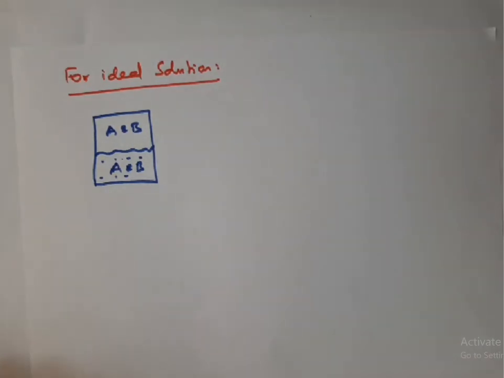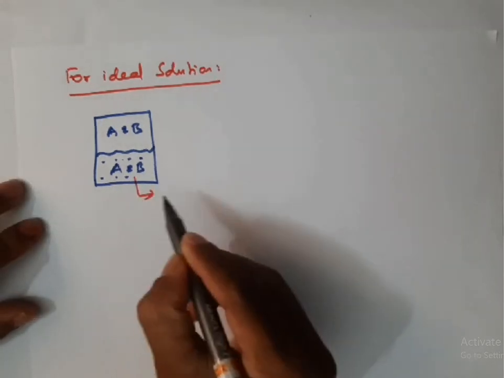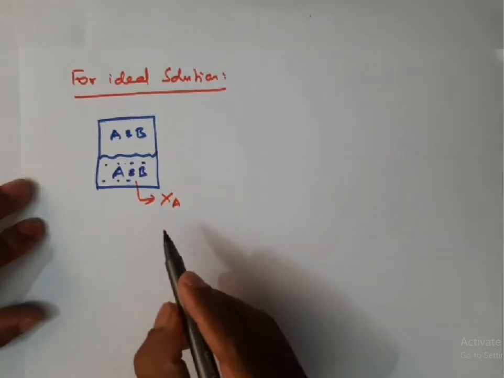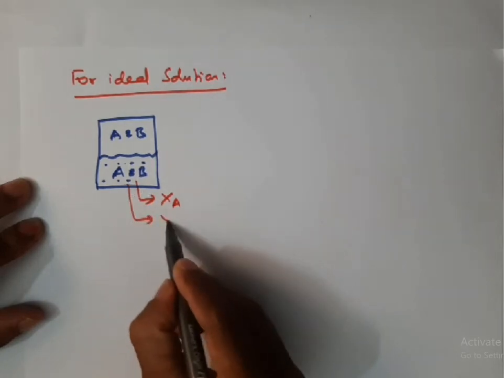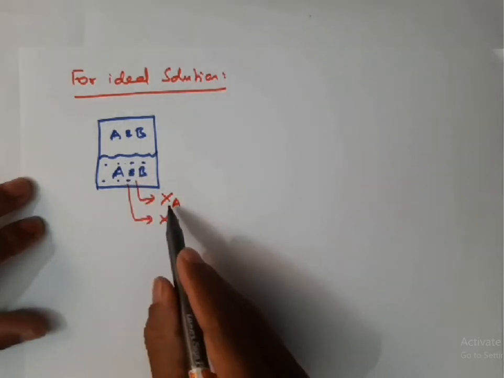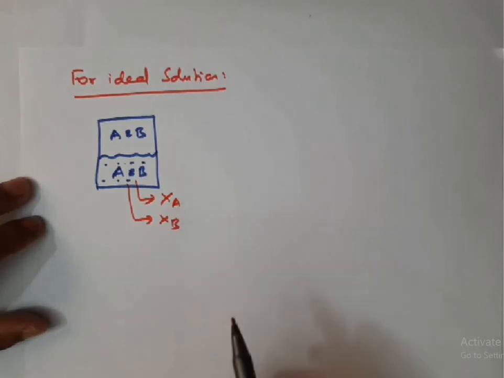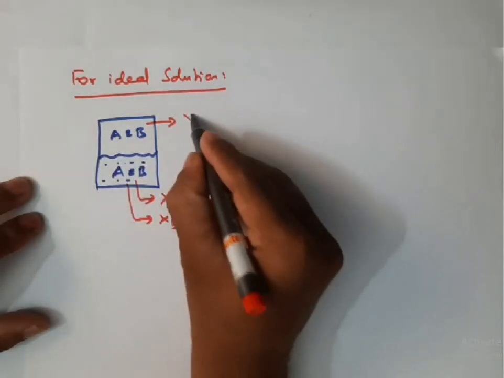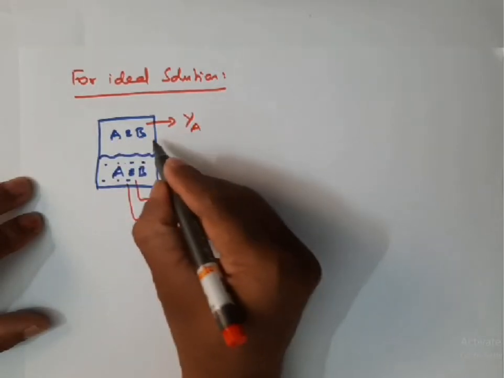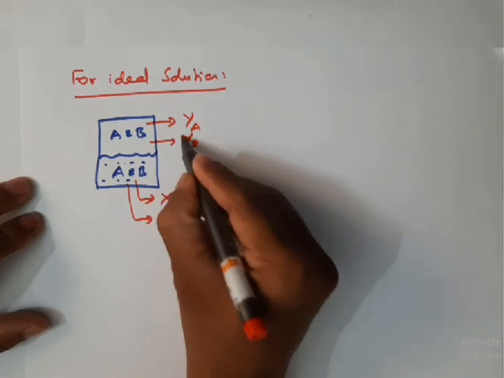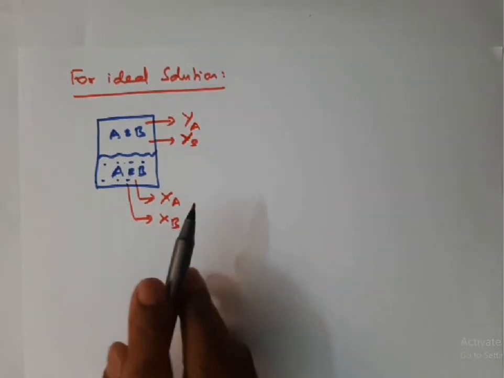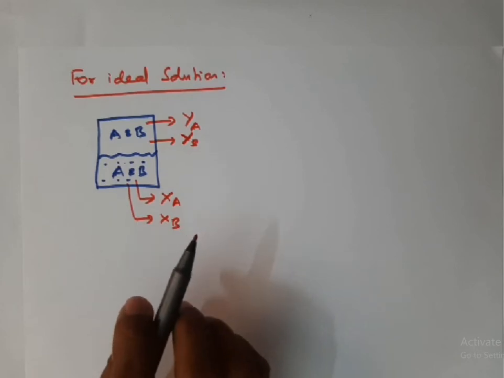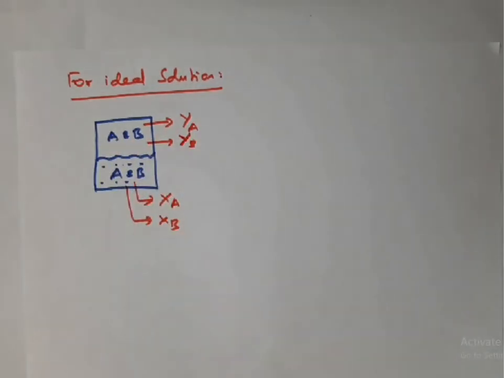Now students, observe this carefully. Now the mole fraction of A and mole fraction of B in the liquid phase, I will represent the two mole fractions as XA and XB. The mole fraction of A and mole fraction of B in vapor phase, I will represent that as YA and YB. So keep this in mind. XA, XB are mole fractions of A and B in liquid phase. YA and YB are mole fractions of A and B in the vapor phase.